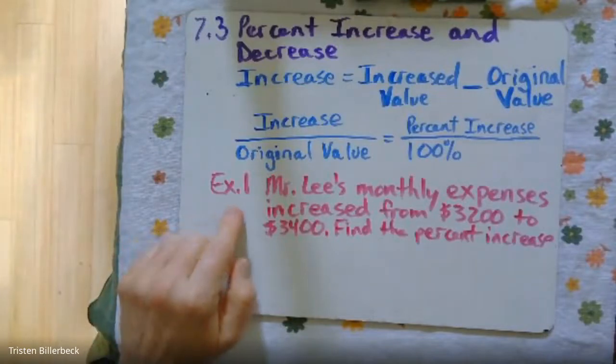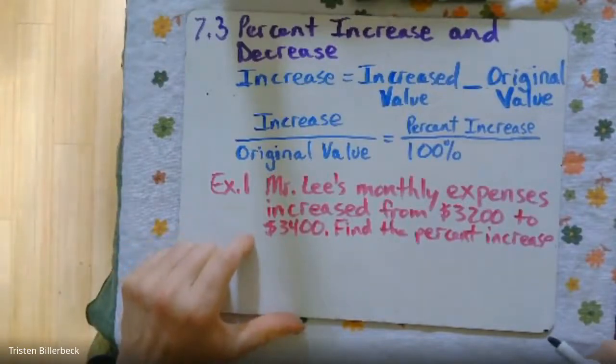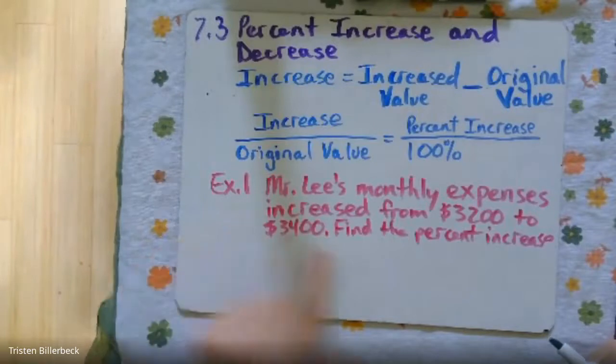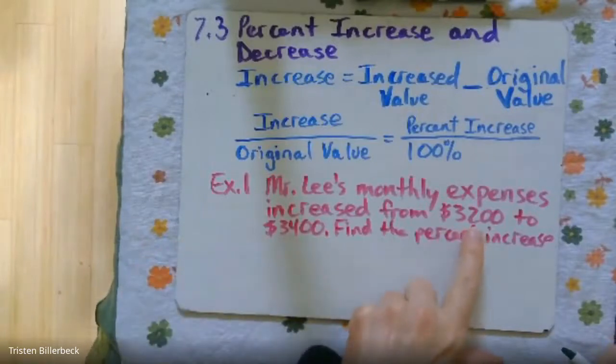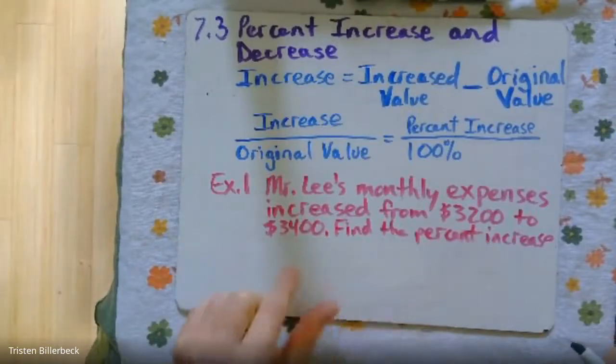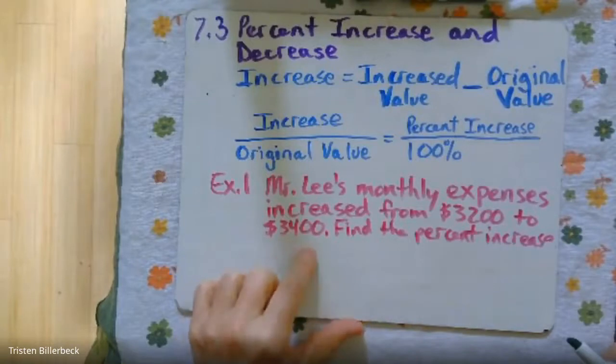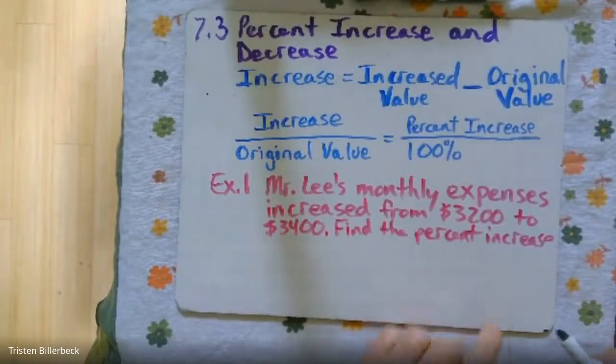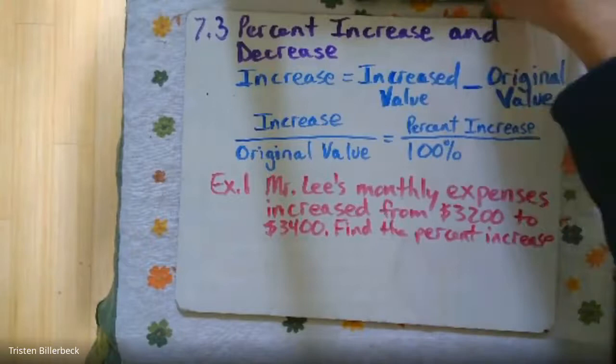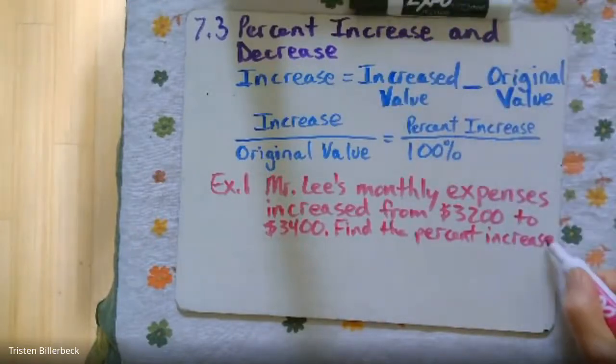Okay, so here's an example. Mr. Lee's monthly expenses increased from $3,200 to $3,400. Find the percent increase. That's a little increase there. Got a little messed up.